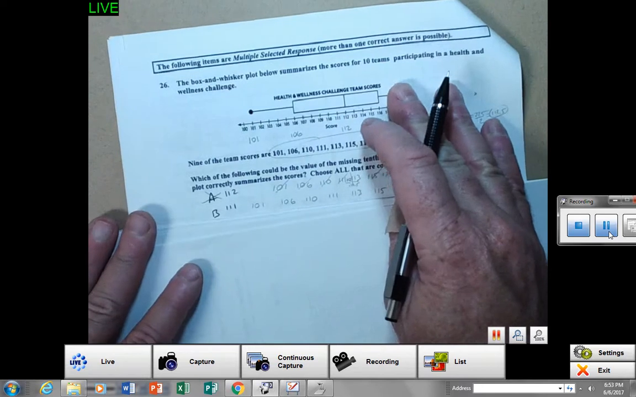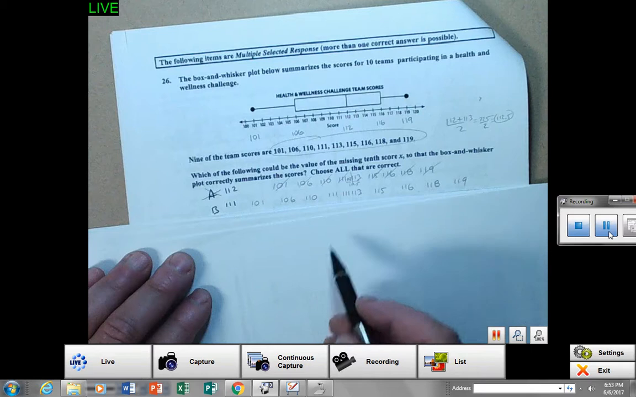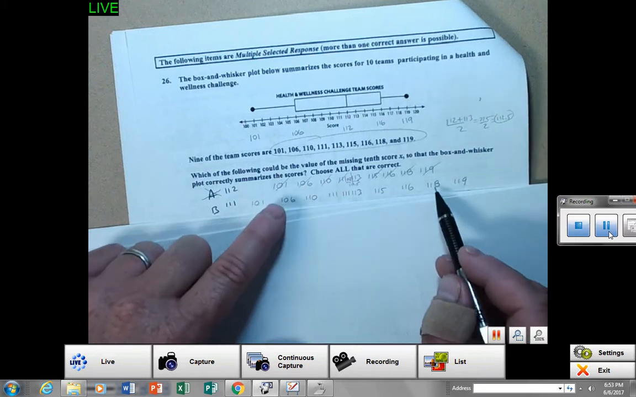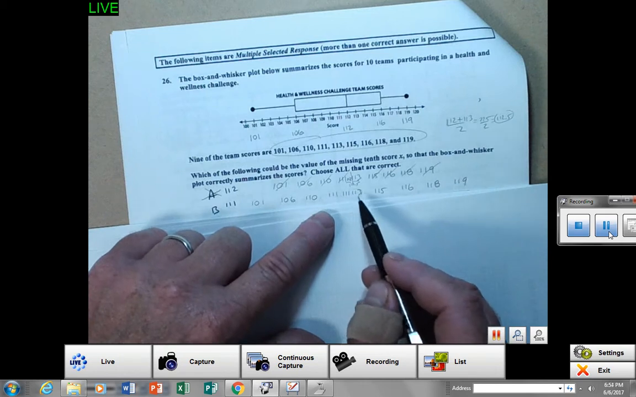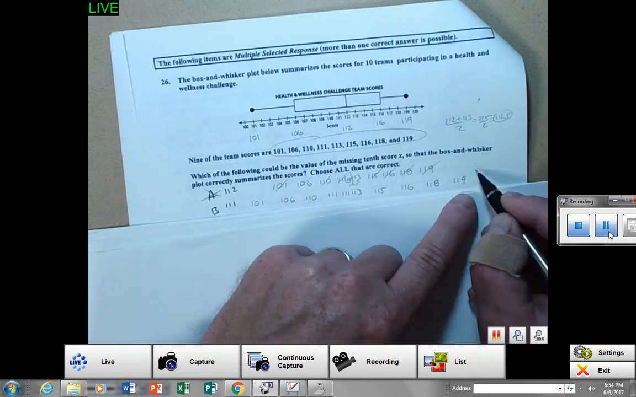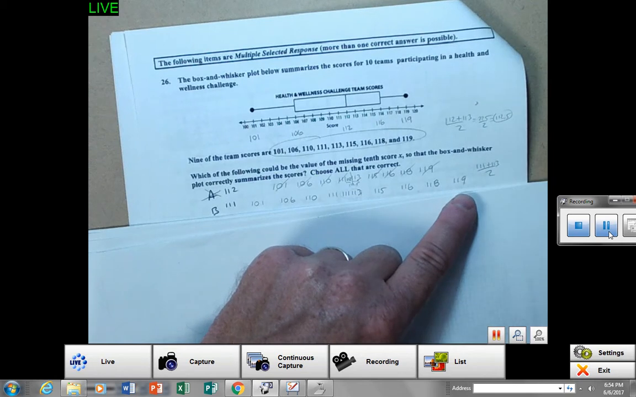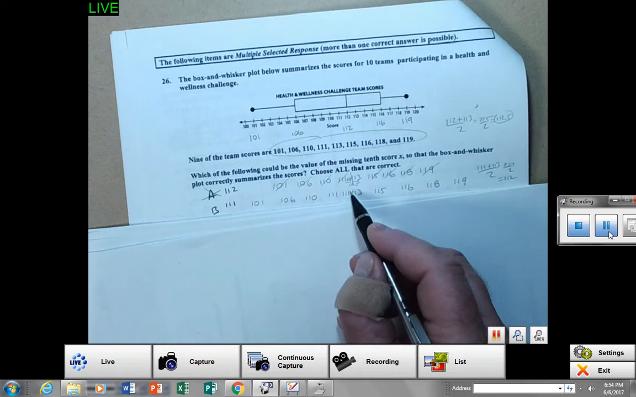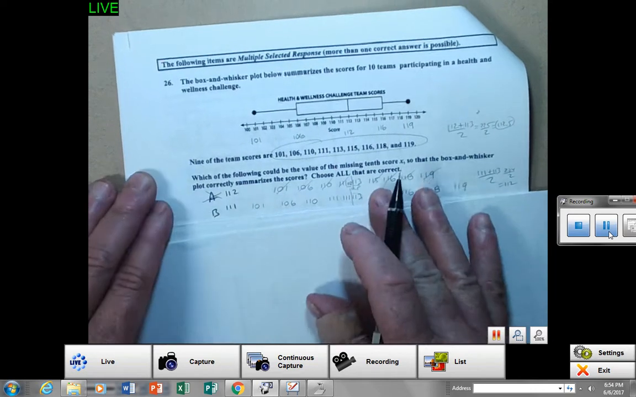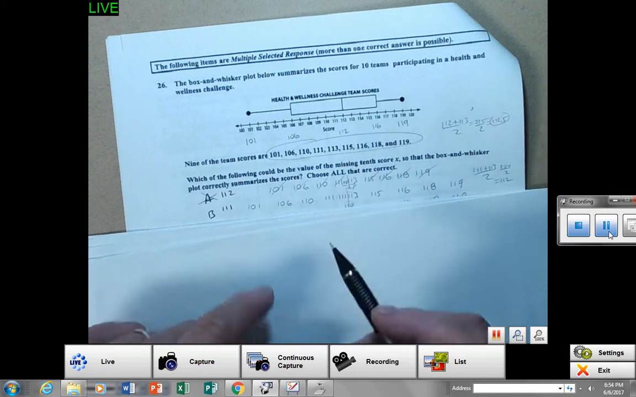If I plug in 111 right here, for this one, counting from the outside in, I could see these two numbers make up my median. So if I add 111 and 113 and I divide by 2, that gives me 224 divided by 2. That is 112. So that median of 112 still matches my data set up there, or my box and whisker. I'm still looking good. That is 112 right there.